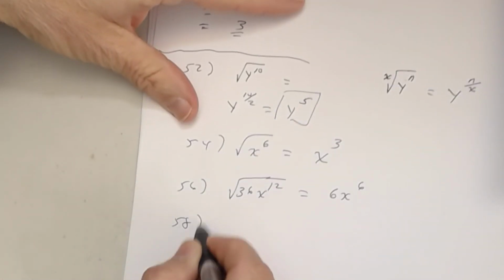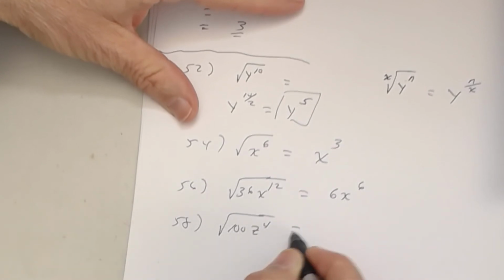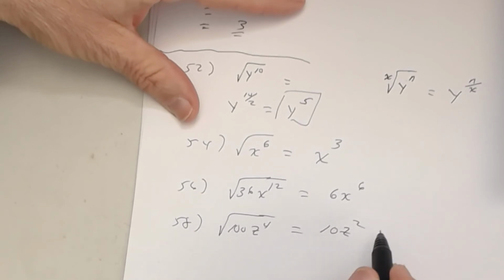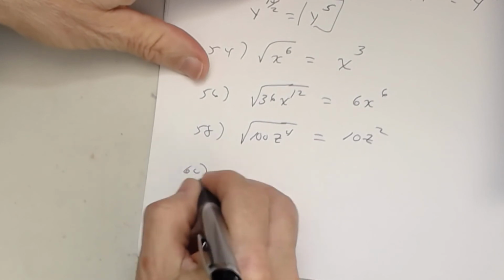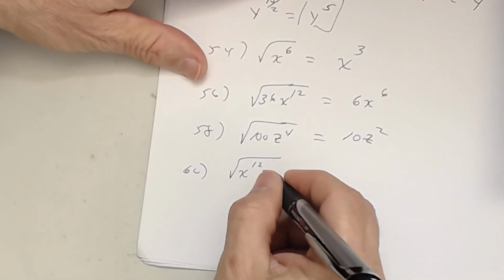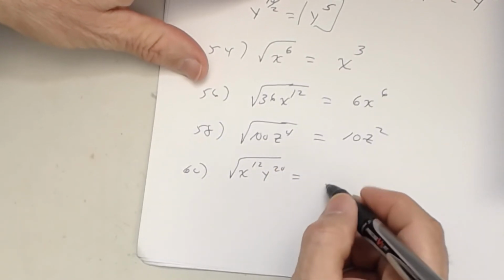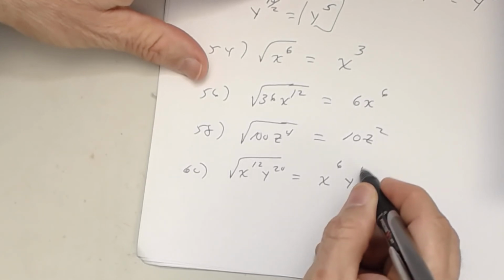58. Square root of 100 z to the 4th. 10z squared. 10z squared. 60. Square root of x to the 12th, y to the 20th. X to the what? 6. Y to the 10th.